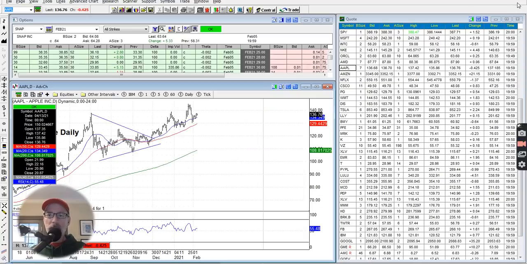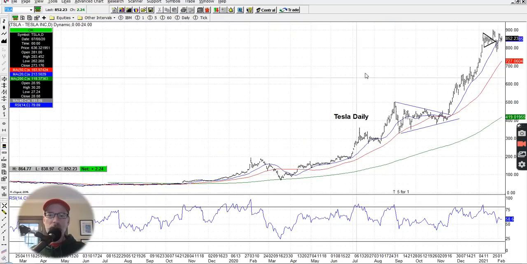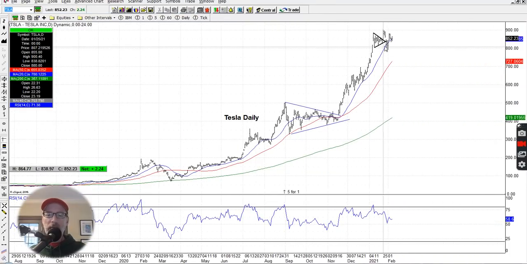So you got Apple. Let's take a look at Tesla. Tesla, since its earnings, hasn't really done much. We had looked at this congestion pattern and I said it's going to break higher or lower significantly after earnings, but it really didn't. It went up a little, down a little, and now it's still trading right where it was at the breakout. So Tesla's trying to figure out where it wants to go next. It's finding support on the 20-day moving average at $850 a share.